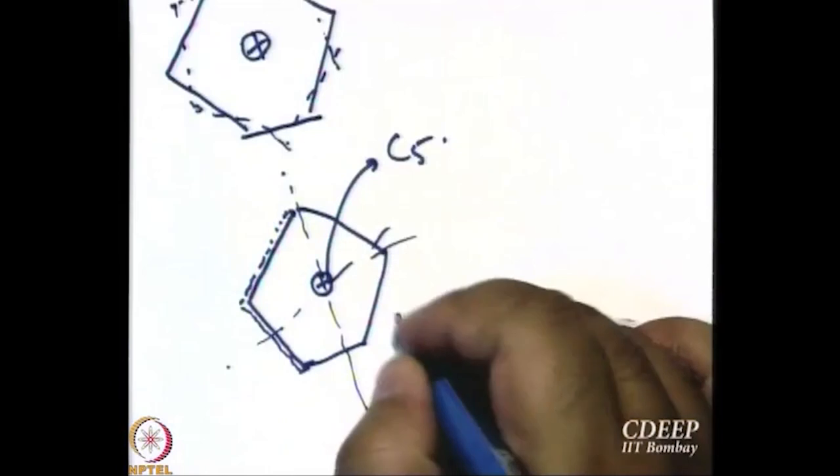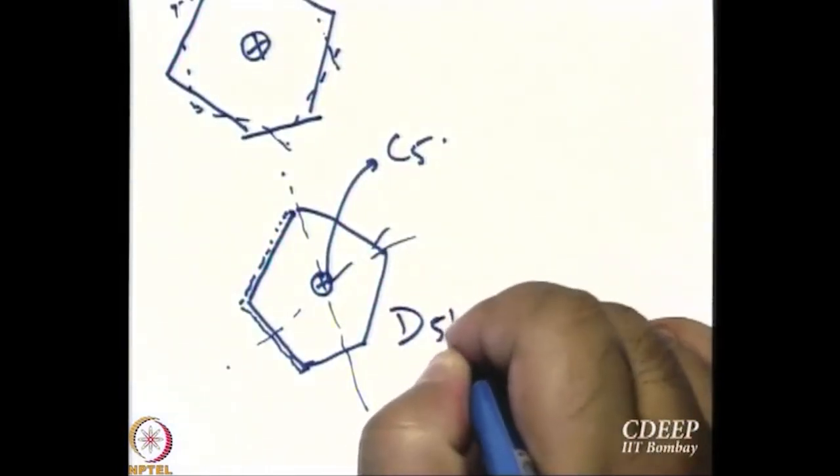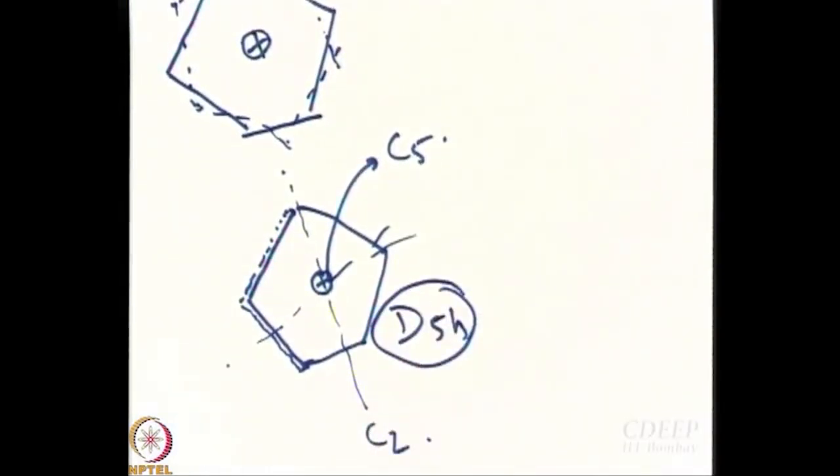So, what will it be? C5h, C or D? It will be D, because you said there are 5 perpendicular C2 axes. 5 C2 axes perpendicular to the principal axis, right? So, a little more than C is D. So, this is D5h. That was easy.